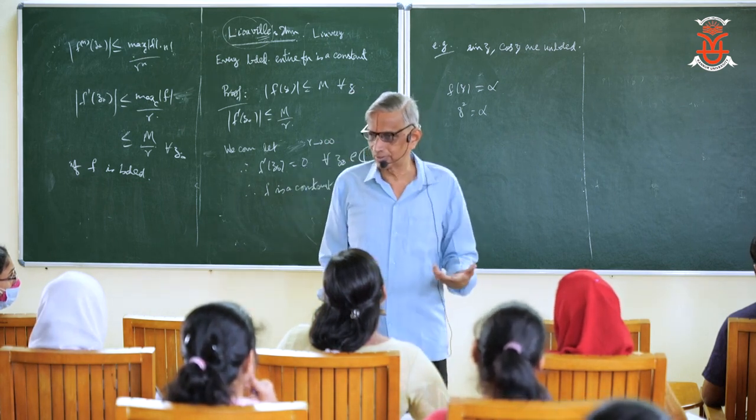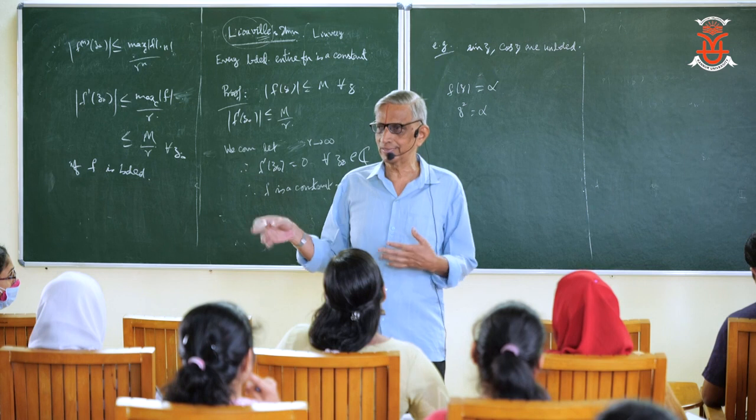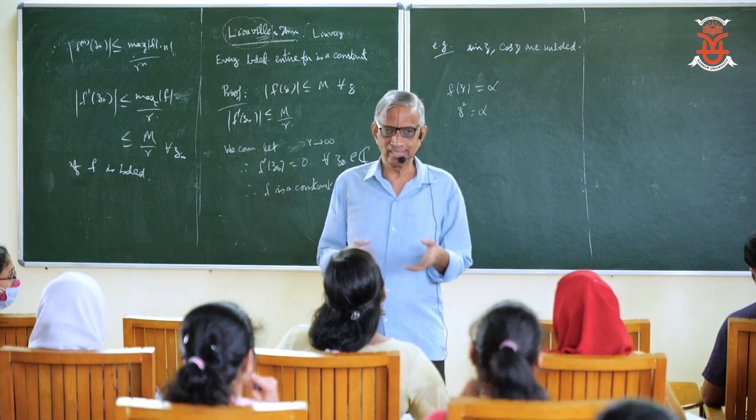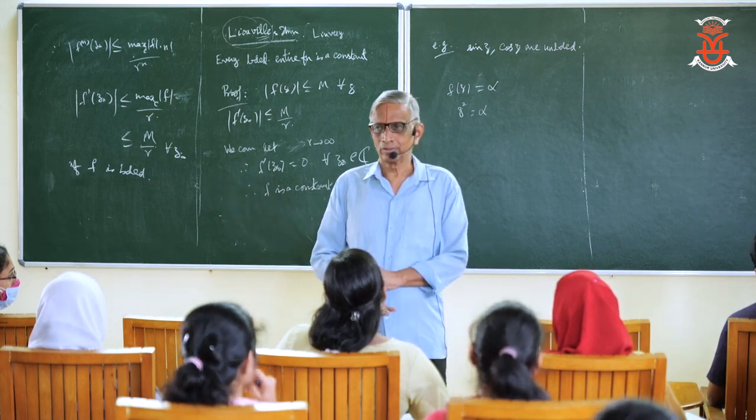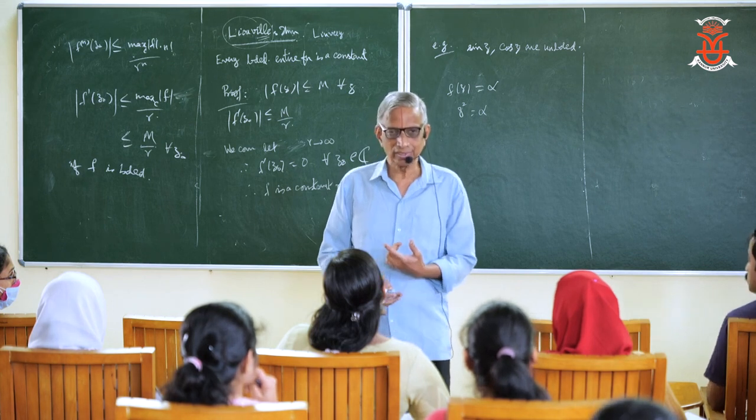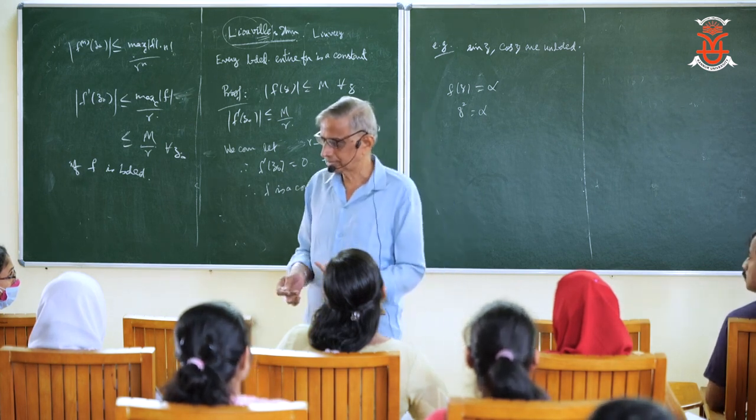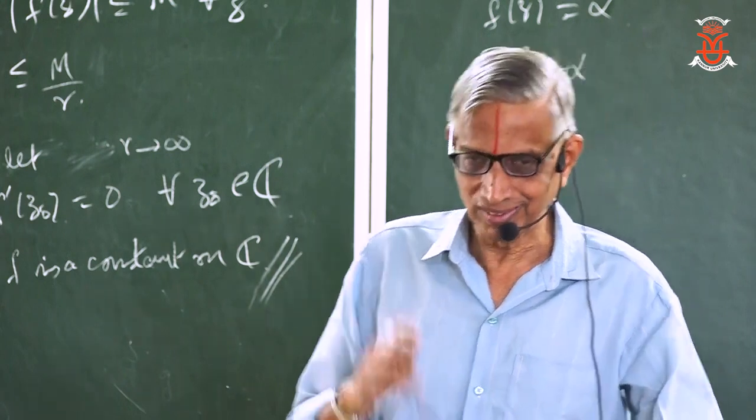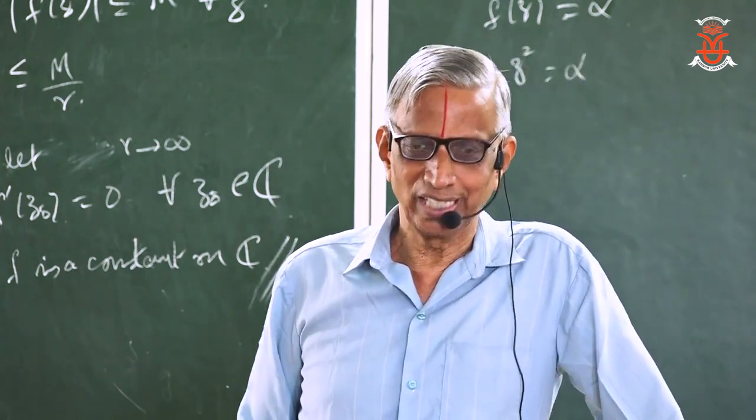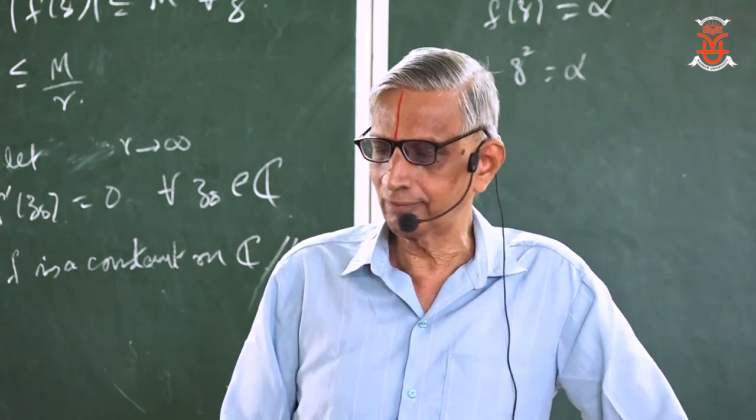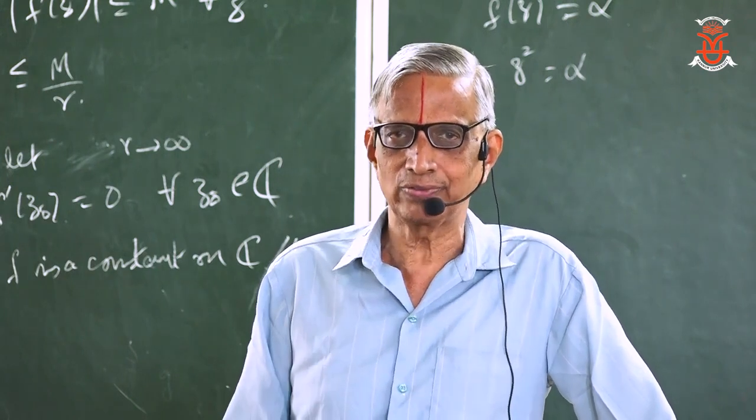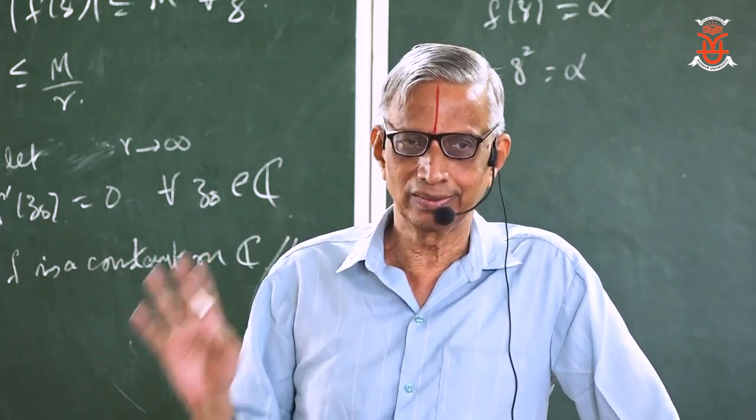e power z is never 0, right? e power z times e power minus z is 1. So the left hand side can never be 0. Are there any other values that the exponential function does not take? So this is an exercise. The exponential function, e power z, takes all complex values except 0.